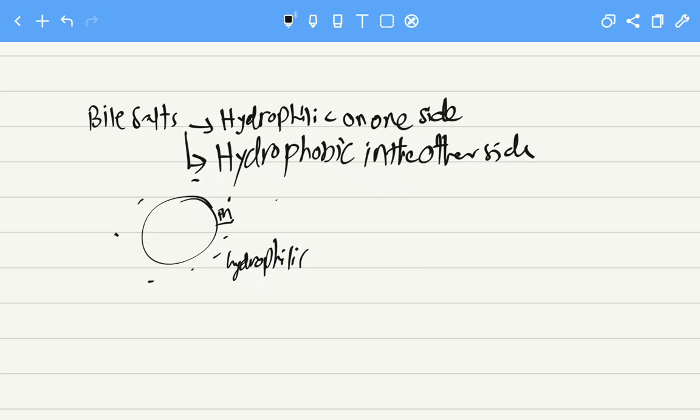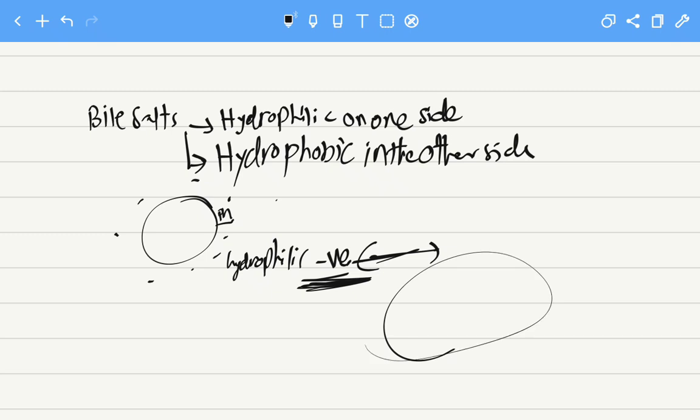The hydrophilic sides are negatively charged, and this charge prevents fat droplets coated with bile from reaggregation into larger fat particles. So this negative charge takes the lipid away from forming larger molecules of fat. So the hydrophilic part, the negative charge, helps to make the fat smaller.